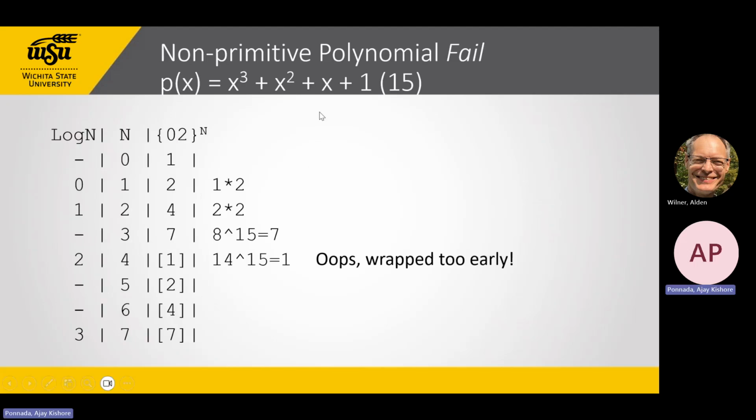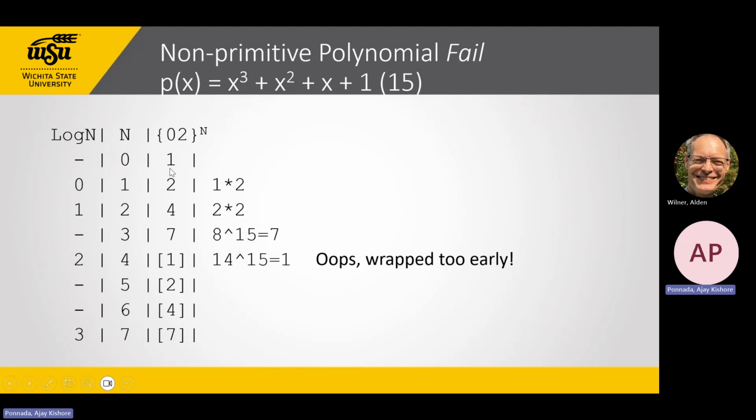What if the polynomial fails to be primitive? What if we take a non-primitive polynomial instead of a primitive polynomial? So this is a non-primitive polynomial, x cube plus x square plus x plus 1. That's 15, so we will XOR it with 15 if it is equal to or exceeds 7.